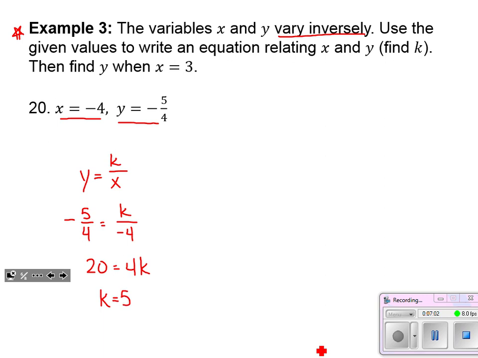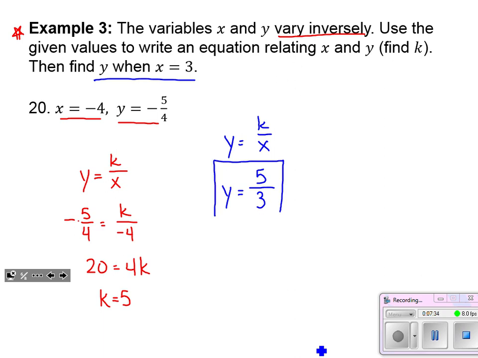Or we could have just used some common sense. If I've got -5/4 and I've got something over -4, what must that k be to produce two equal fractions? It has to be a 5. So however we arrive at that k value, that is our first requisite step. Then it says, find y when x equals 3. Well, I know that y equals k over x, and now that I know the k value, y equals that k value of 5 over that x value of 3, and then we would simplify if we needed to. In this case, we do not. y equals 5/3 is our final answer.